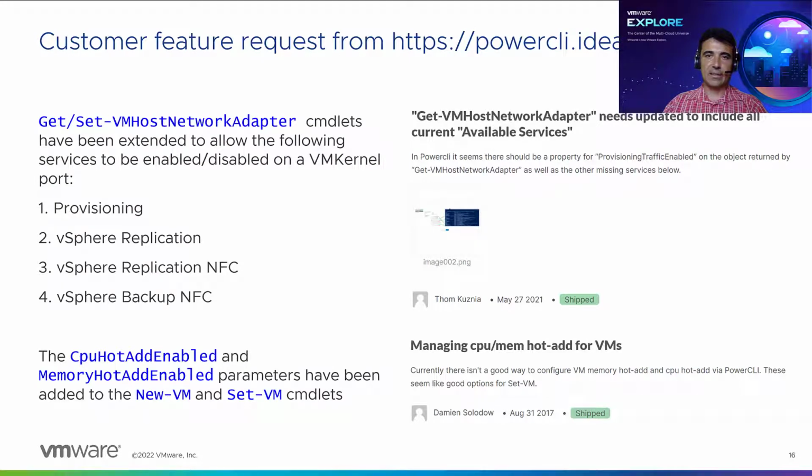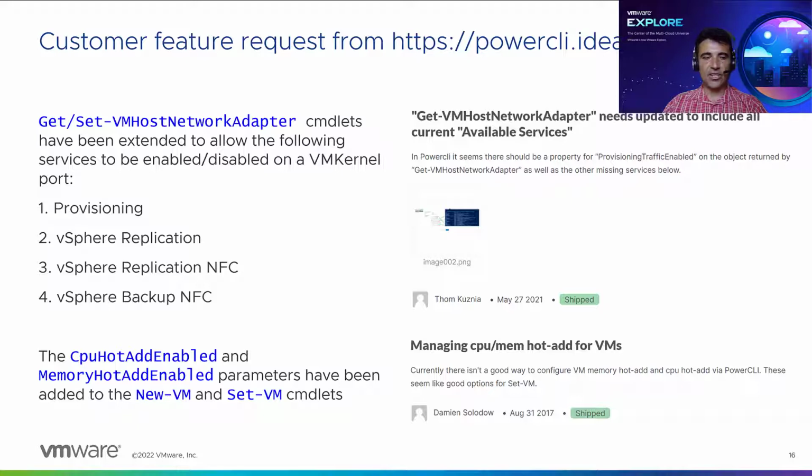We have added some of the feature requests that were requested by our customers from the PowerCLI feature request site. This is the one that I showed you when I showed you the PowerCLI homepage. For example, we have extended the get and set VM host network adapter with new services so that now you can enable or disable provisioning, vSphere application NFC, and vSphere backup NFC on the VM kernel ports.